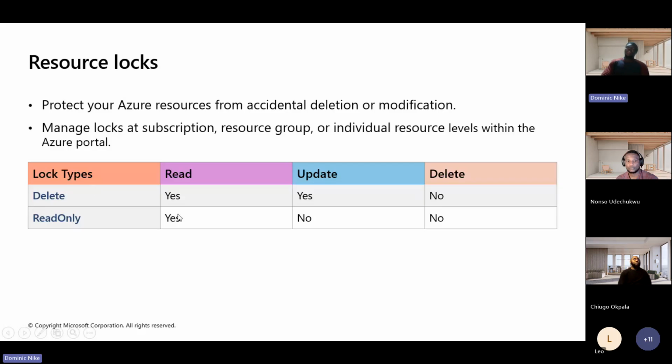Let's say you have read-only access, which means you can only view, but you cannot delete, you cannot update. But if you have a delete lock, it means you can read it, you can view it, you can update it, but you cannot delete it, right? Delete says no. So if you set these two types of locks, you will not be able to delete, and in the read-only case you will not be able to modify. You can only read it, you cannot update it, rather.